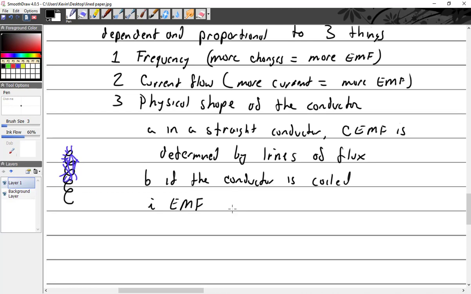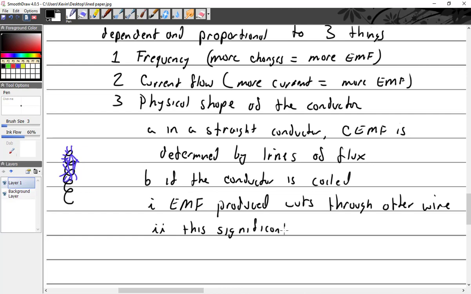Where was I here? Oh, the EMF. If the conductor is coiled, the EMF produced cuts through other wires. This has an exponential effect that increases the EMF, so this significantly increases CEMF.